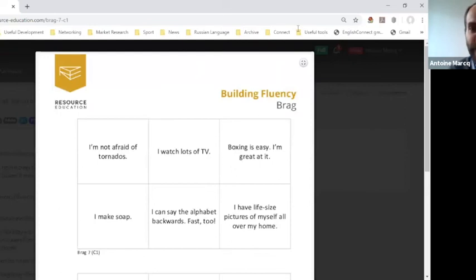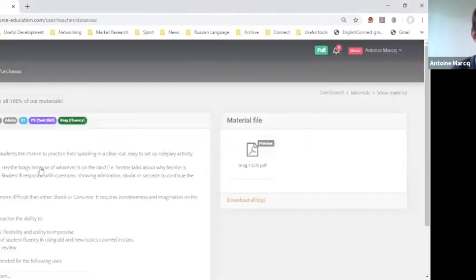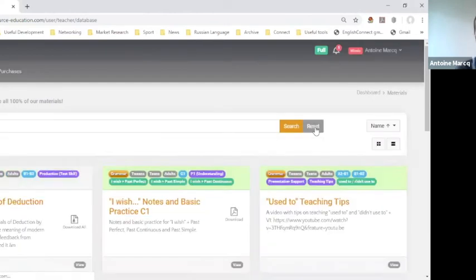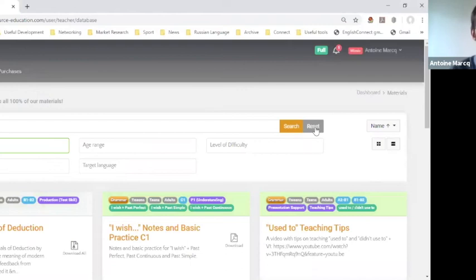The way to find these activities: there are a lot of different ways. The filters work in different ways. I'll just reset completely. So you see, there are 5 filters, okay? Skill is what kind of skill you're going to be teaching in your lesson.